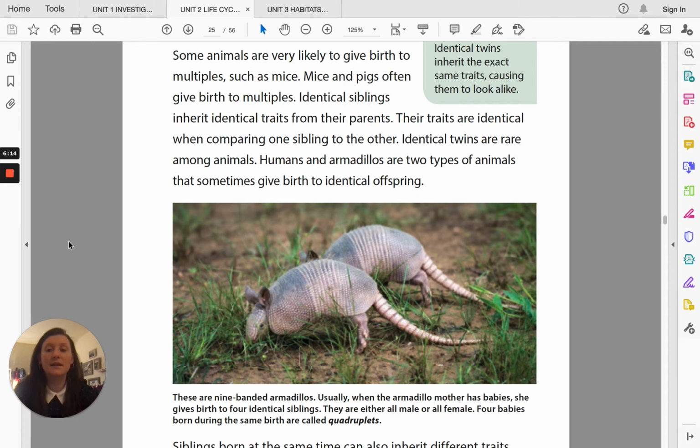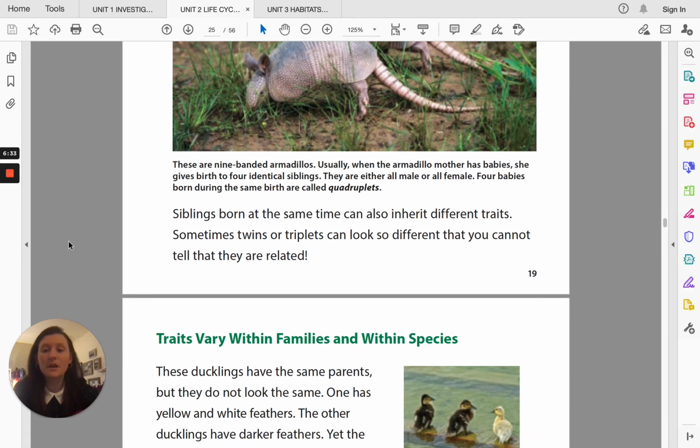Identical siblings inherit identical traits from their parents. Their traits are identical when comparing one sibling to the other. Identical twins are rare among animals. Humans and armadillos are two types of animals that sometimes give birth to identical offspring. Siblings born at the same time can also inherit different traits. Sometimes twins or triplets can look so different that you cannot tell that they are related.